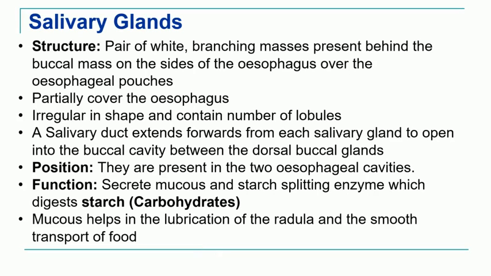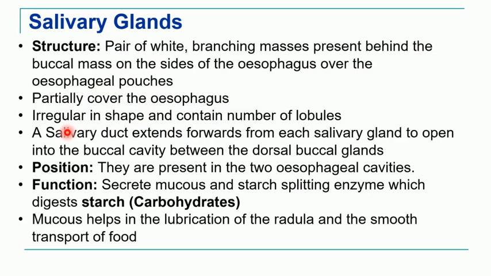Now we come to the third and the most important type of digestive gland, which is known as the salivary gland. These are also paired structures. They are a pair of white colored branching masses present behind the buccal mass on the side of the esophagus. Similar to the esophageal pouches, they are present on the side of the esophagus, on top of the esophageal pouches. So you can say that they partially cover the esophagus from the outer side.